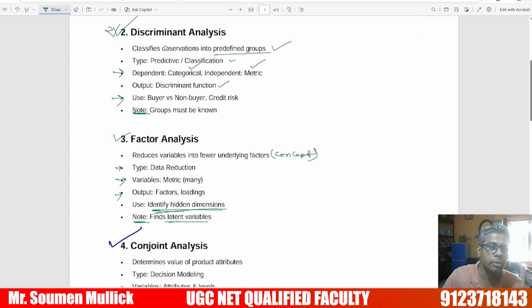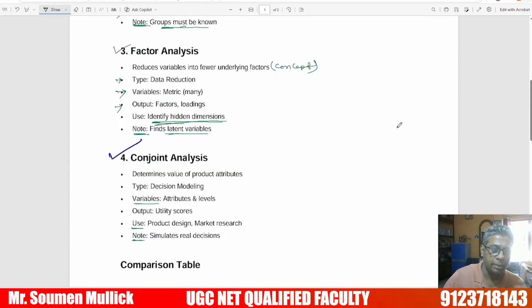And what are the uses of discriminant analysis? Buyer versus non-buyer, and predictors. The important note we have to keep in mind: in discriminant analysis the group must be known, or the dependent variable is a category. Next, factor analysis. The main thing of factor analysis is to reduce variables into pure underlying factors. The type of factor analysis is data reduction.